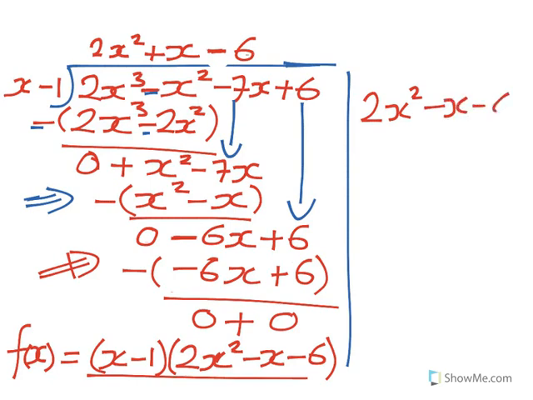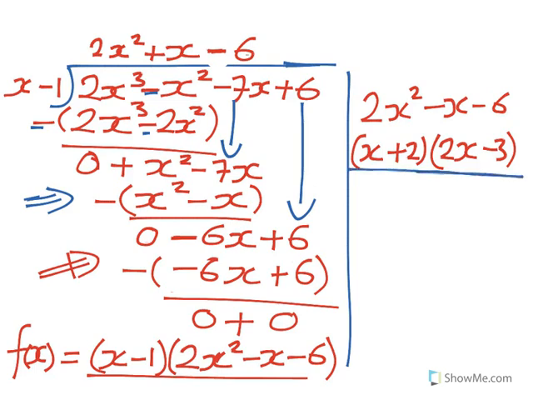Now back again to 2x squared minus x minus 6. Remember, when you factorize it, you'll discover that it's x plus 2 and 2x minus 3. So now you're going to have f of x being x minus 1, x plus 2, and 2x minus 3, and the other factors are these two other factors. So this is the way you could have solved this particular method.